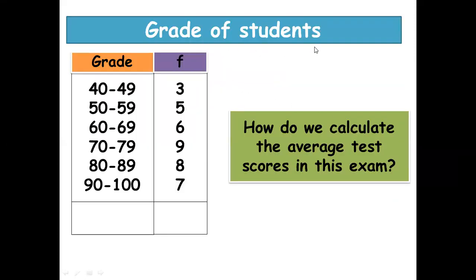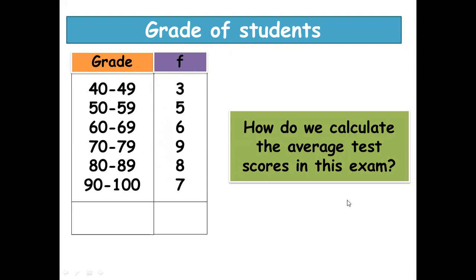So here we have the grades of students, for example. The following are the grades. Grades that range from 40 to 49 are 3, you can see that on the frequency. And then 50 to 59 are 5, 60 to 69 are 6, 70 to 79 are 9, 80 to 89 are 8, and 90 to 100 are 7.